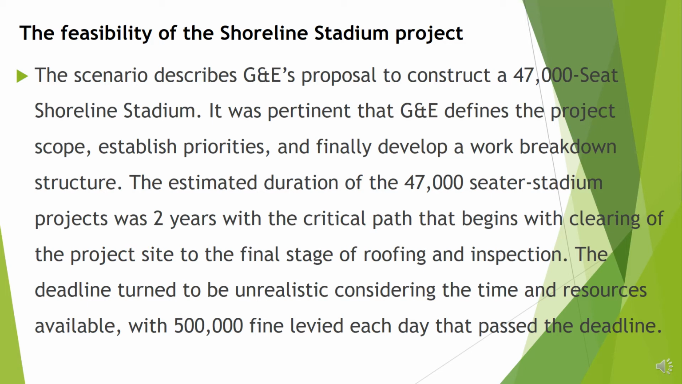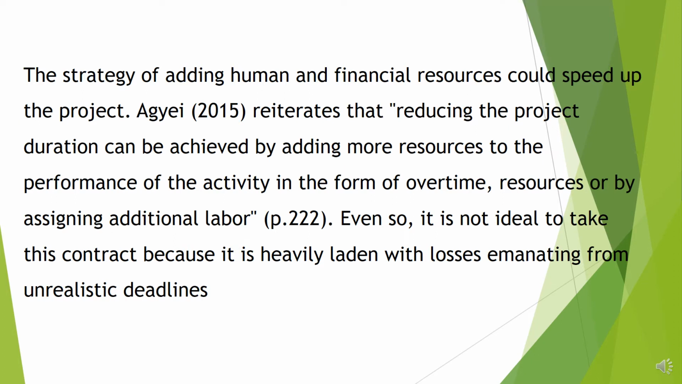The deadline turned to be unrealistic considering the time and resources available, with $500,000 fine levied each day that passed the deadline. The strategy of adding human and financial resources could speed up the project. AGI 2015 reiterates that reducing the project duration can be achieved by adding more resources to the performance of the activity in the form of overtime, resources, or assigning additional labor. Even so, it's not ideal to take this contract because it is heavily laden with losses emanating from unrealistic deadlines.